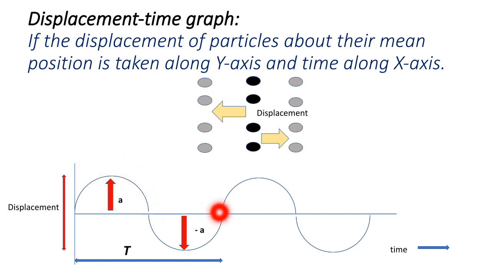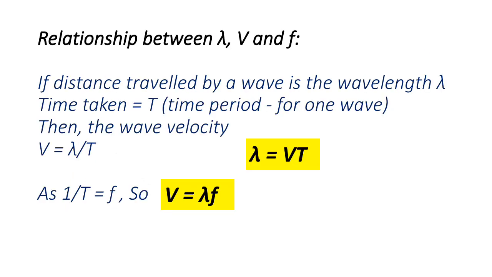Whatever the time taken for this one wave, one vibration, is called the time period T. T is given at the bottom, you can see, and amplitude you can also understand. So this is how we can plot the displacement time graph. Now see the next page, how we can relate lambda, v and f, that is the wavelength, velocity and the frequency.